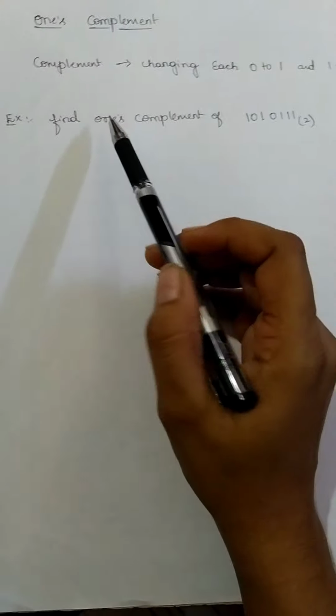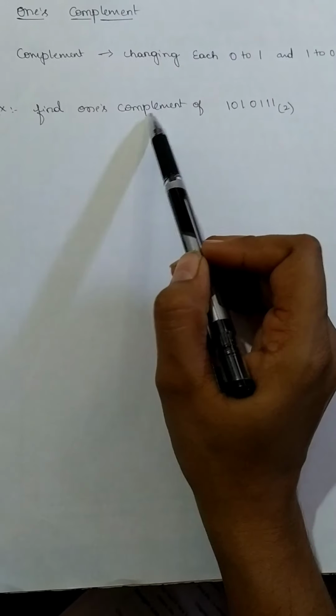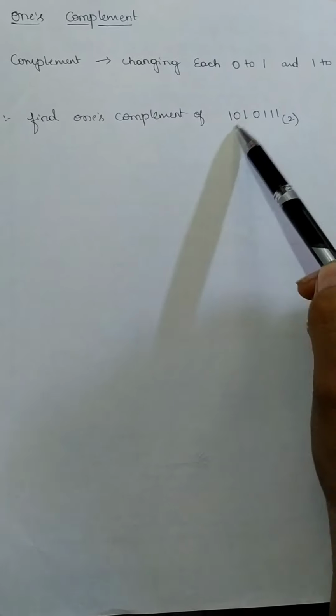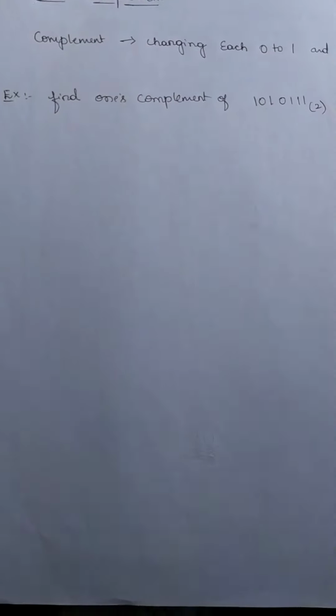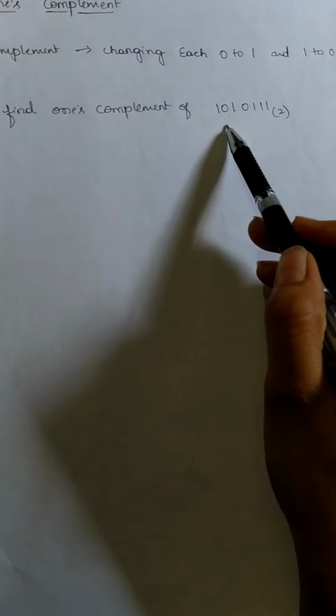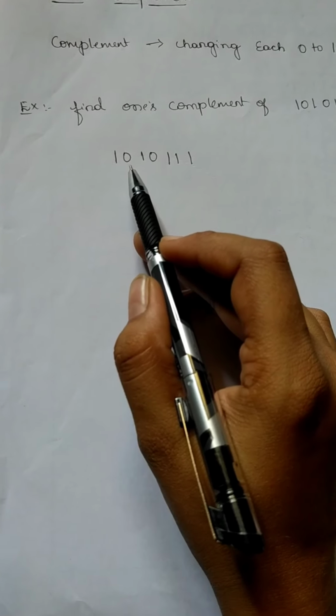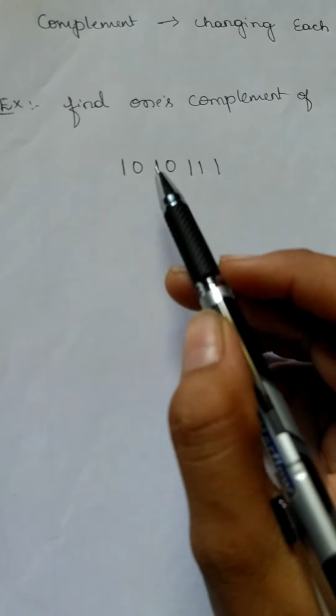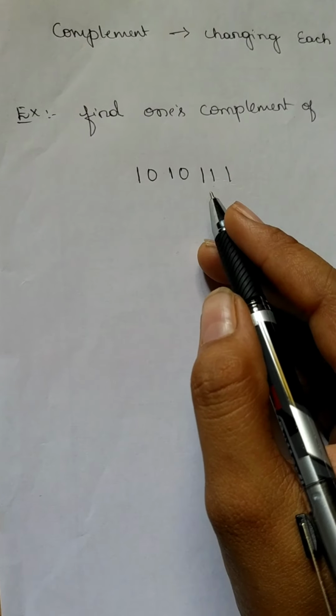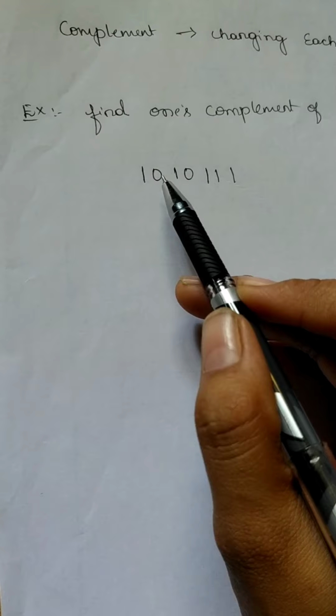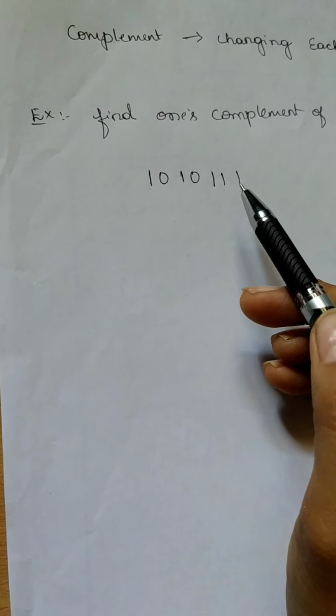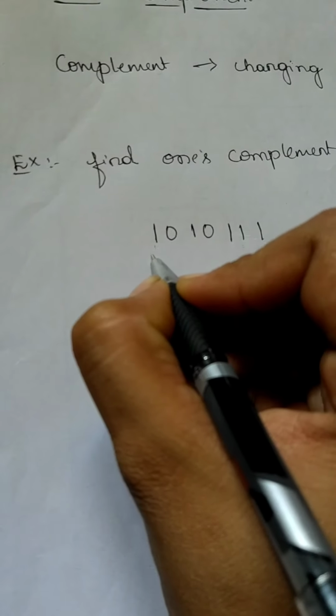So in this example, we need to find the ones complement of 10101111, base 2, because this is a binary number. First we write the original given binary number, 10101111. After writing it, we need to convert each 1 to 0 and each 0 to 1. So now we'll complement.